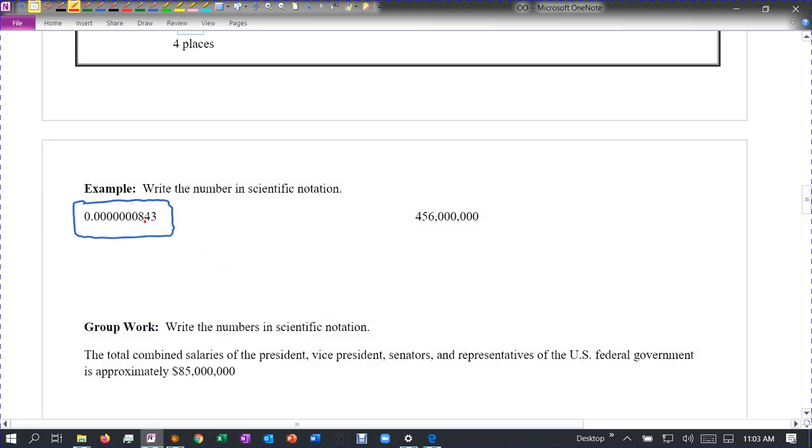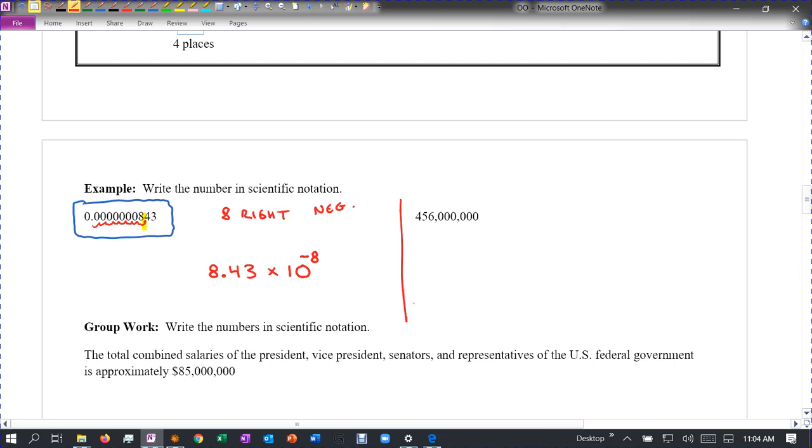Right there. So we've got to count how many places. 1, 2, 3, 4, 5, 6, 7. We have to move it 8 places. And we're going to go 8 places to the right. And when we go to the right, this is going to be a negative number. So what we'll do is write 8.43 because we moved the decimal point right there. So we're going to write that number 8.43, and then times 10. And then we moved 8 places to the right, so we're going to put an 8 here, and because we went to the right, we're going to make it negative.